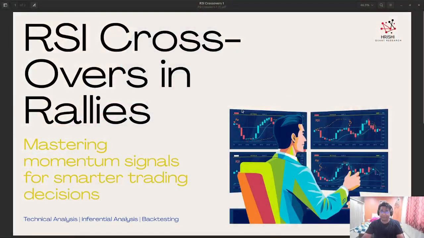So today's problem statement is RSI crossing above X in rallies. Okay, so let me take you to my screen and I'll explain the problem statement. RSI crossovers in rallies. What do I mean by that?